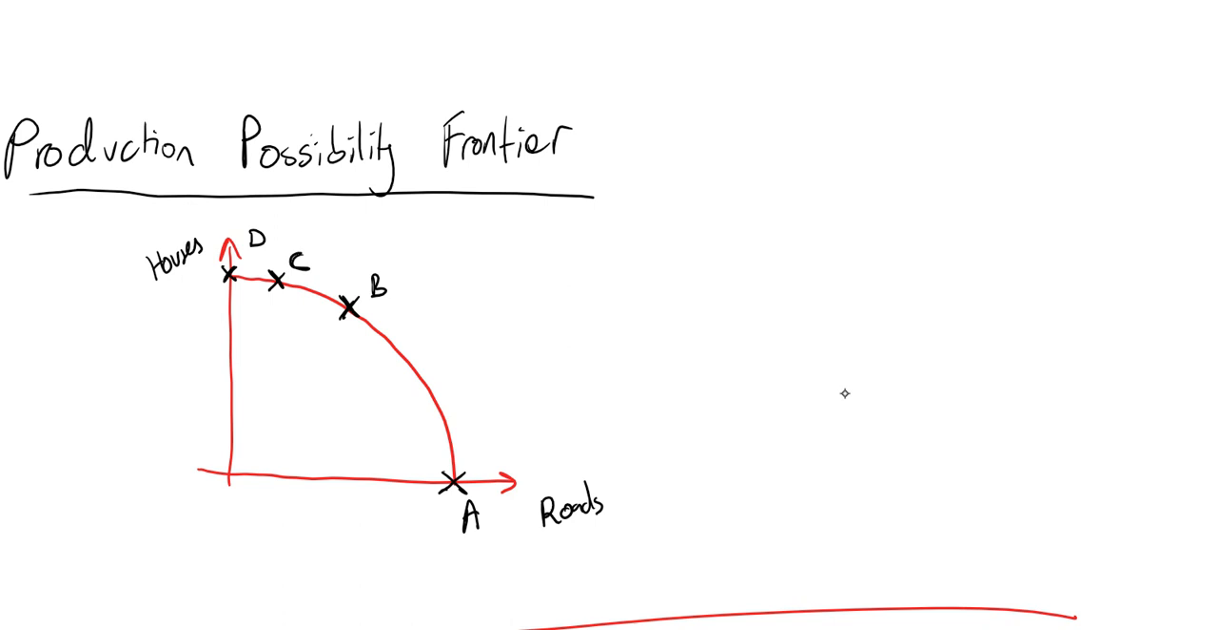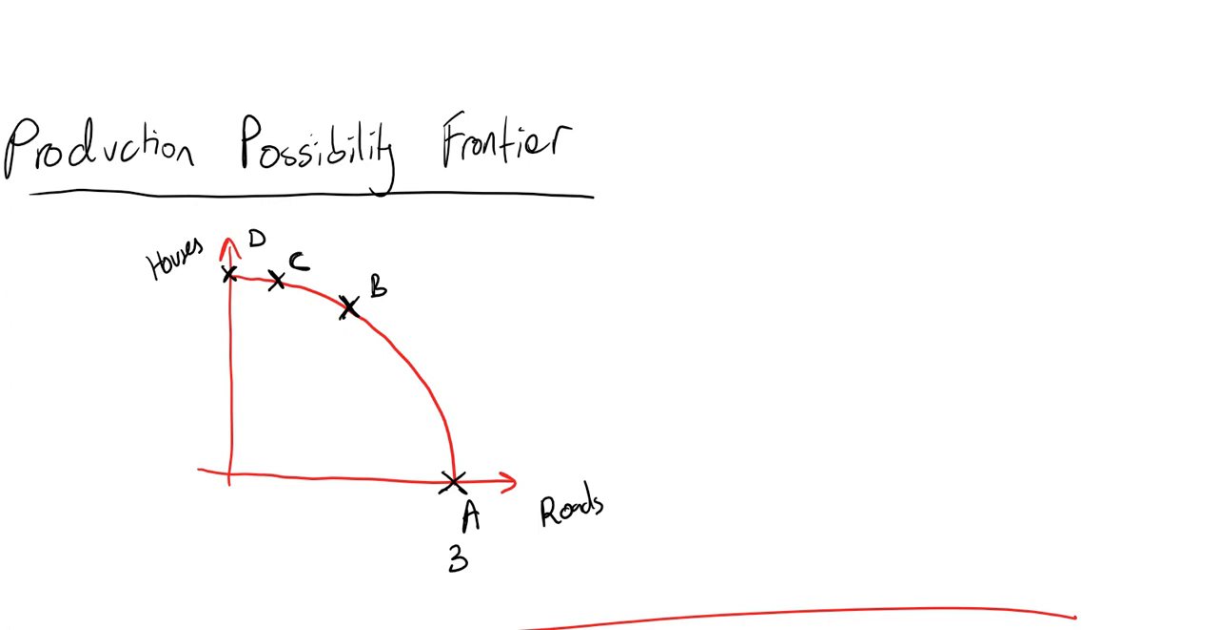At point A, this is the initial point, so the starting point. This is where the company fully specializes in producing roads. So all the resources that the company has, all these resources are allocated towards producing roads. And let's say that the company is able to produce 3 roads because of this allocation.